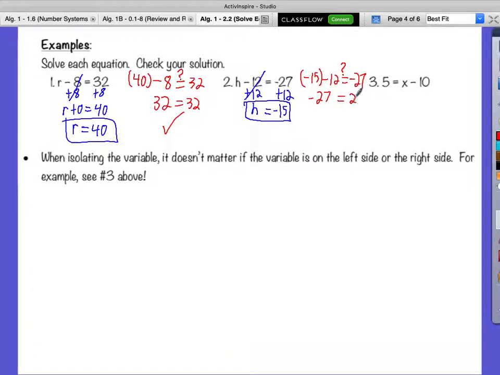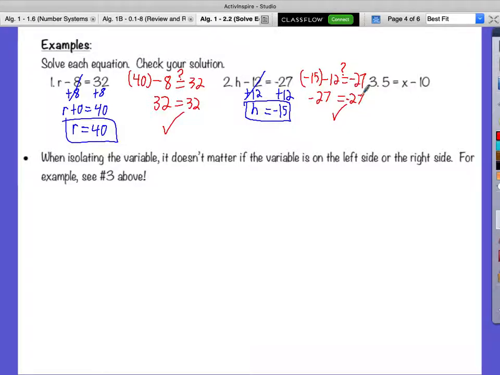Does negative 27 equal negative 27? Yeah, last I checked. Write a little check there. We checked it. It worked. So we know we got the right answer. If this was a test, we would know we have that problem correct, and that's awesome. Guaranteed points. And if it doesn't work, we know we can go back and fix something, okay? Let's write that down so we don't forget.